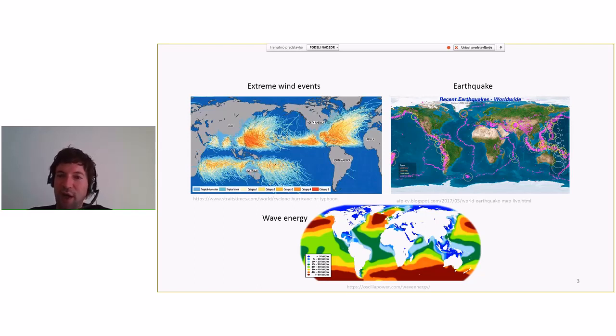Another phenomenon is earthquakes, and these are due to tectonic movements of the plates. We see there are quite a lot of areas around the world. And if it happens that you build a bridge across one of those points, then you have to consider this in your design of the bridge.